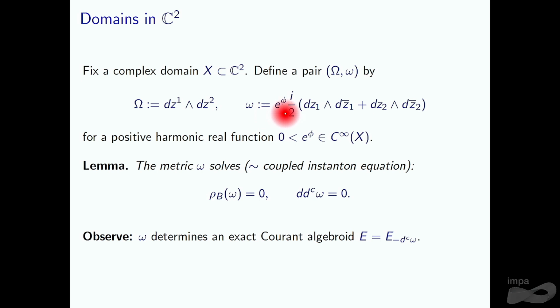And assume that this is a positive harmonic function on C2. Then, sorry, on X, on the domain. Okay? And this metric, you can see that it solves the coupled instanton equation with no bundle. It's just Bismut-Ricci form equals to 0, DDC omega equals to 0. Then omega determines an exact Courant algebroid of this form here.